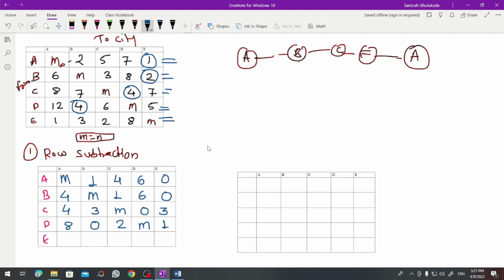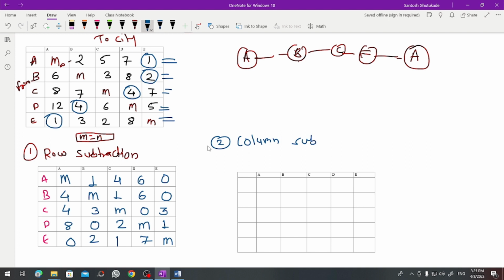In the fifth row, the smallest element is 1. So that will become 0, then 2, then 1, then 7, and M kept as it is at the diagonal element. We are solving by the assignment model. So the first step, row subtraction, is completed. Then the next step is column subtraction.